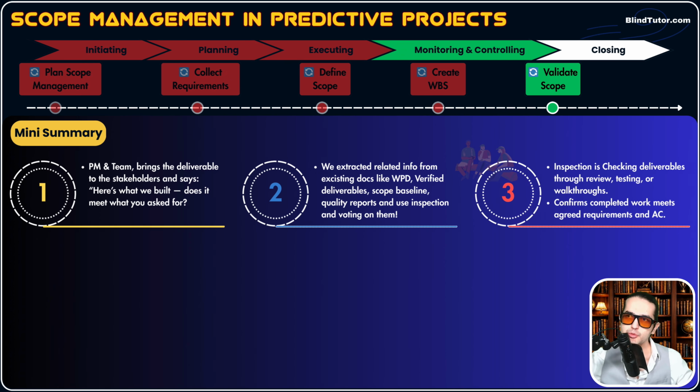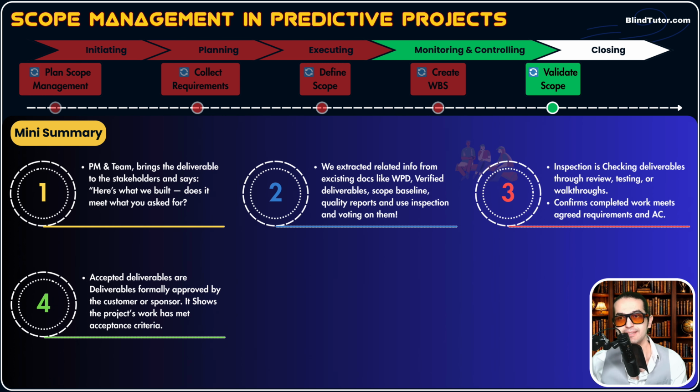As a result of doing validate scope, we had an important output called accepted deliverables. Those are deliverables formally approved by the customer or client or sponsor, okay? It shows the project's work has met acceptance criteria and our client's expectation.